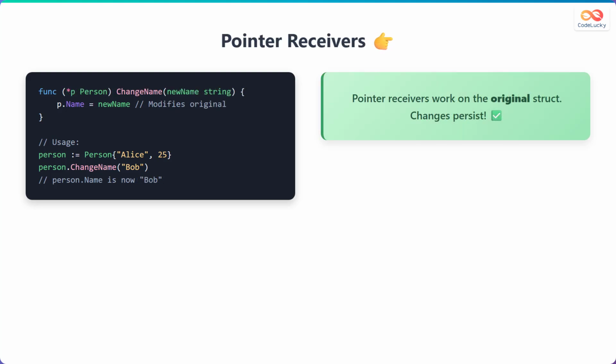Next up, pointer receivers. Pointer receivers, on the other hand, work on the original struct. Any changes made inside the method will persist after the method call.